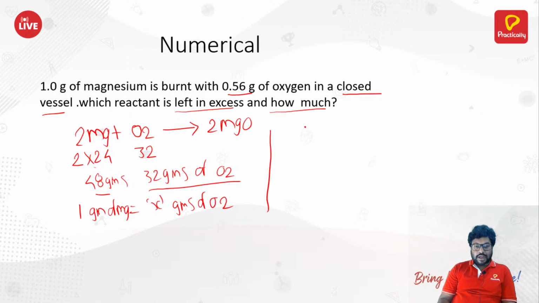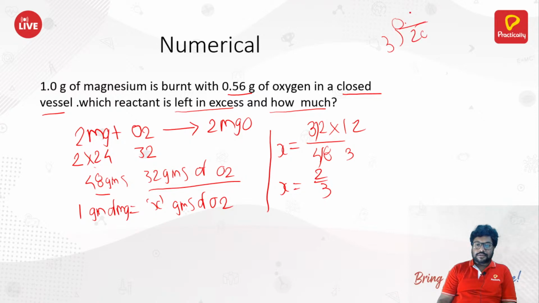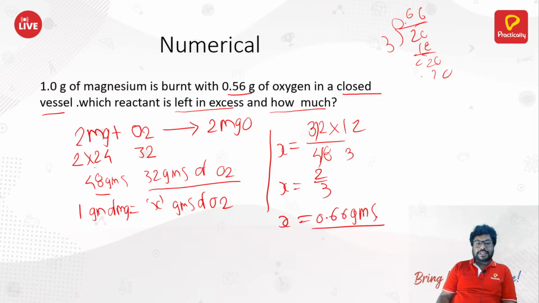So 32 into 1 divided by 48 is equal to X. Now 16 2s are 32, 16 3s are 48. So X is equal to 2 divided by 3. So 2 divided by 3 is how much? 3 6s are 18. So X is equal to 0.66 grams. So basically 1 gram of magnesium requires 0.66 grams of oxygen.